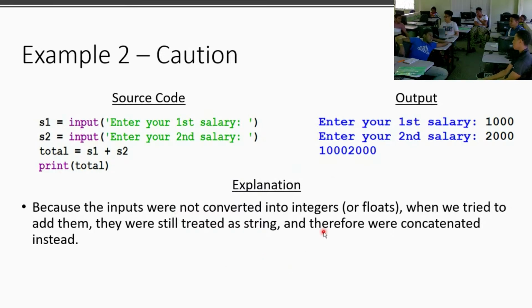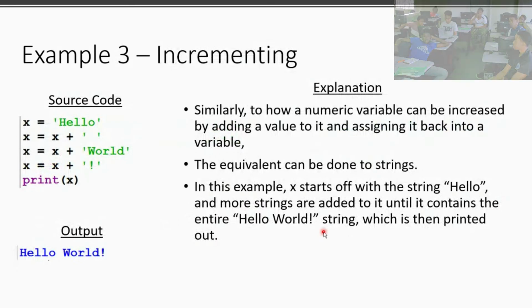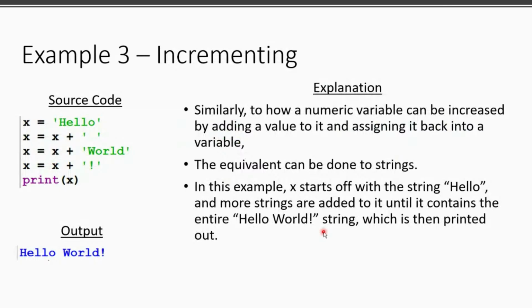We could also use incrementing when we have strings. So we could say x equals hello. Then x equals x plus space. Then x equals x plus world. Remember, x is always changing. First x was hello, then hello plus space, then hello space plus world, then hello space world plus an exclamation point. Then we print out x. What's my output? Hello world exclamation mark. Everybody okay with that?